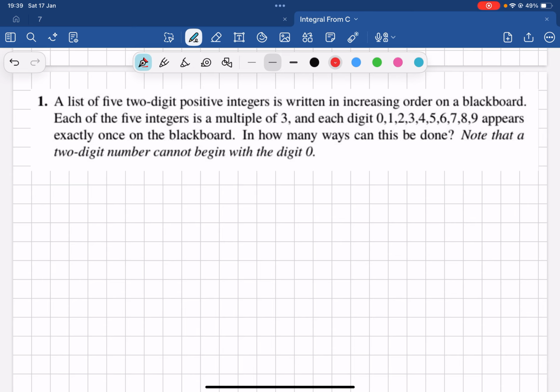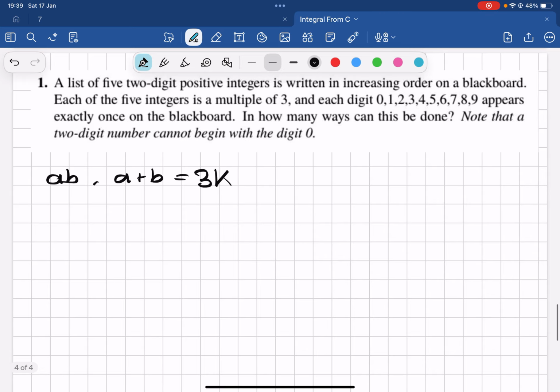Right, we've got a lot of information in this question. Let's just start picking out key information. We're told that this number is a multiple of 3, so let's say we have a two-digit number AB. A plus B must be a multiple of 3. This is just the divisibility rule by 3. And each digit 0 to 9 appears exactly once on the blackboard. How many ways can this be done? I think that's the most analysis we can do of the question for now.